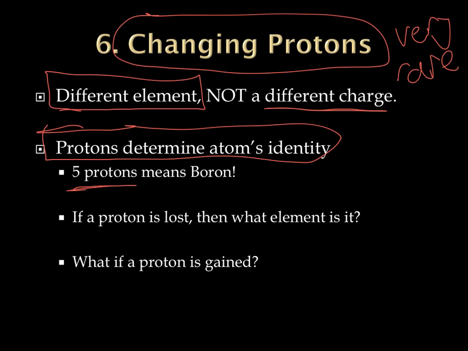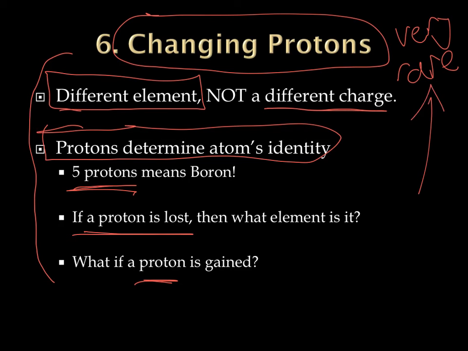For example, boron has 5 protons. If it has 5 protons in the atom, it's a boron atom. If it lost a proton, what element would boron become? And what if a proton is gained? What if it got more protons? What element would it become? Look that up on a periodic table, check it out, and we'll talk about it in class. Again, remember, this is very rare.